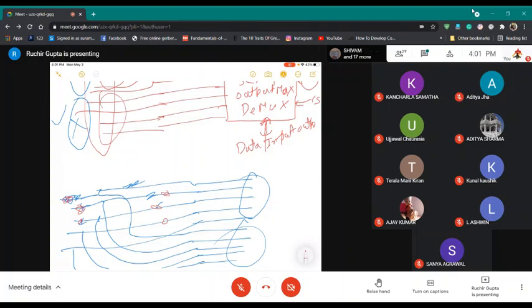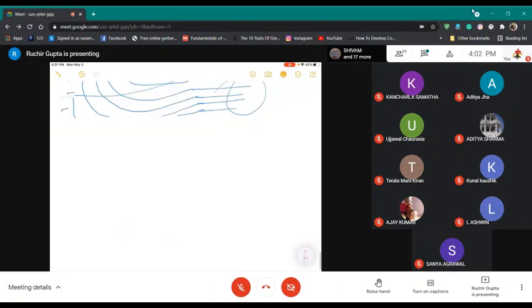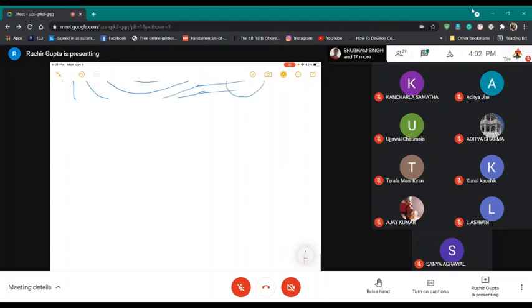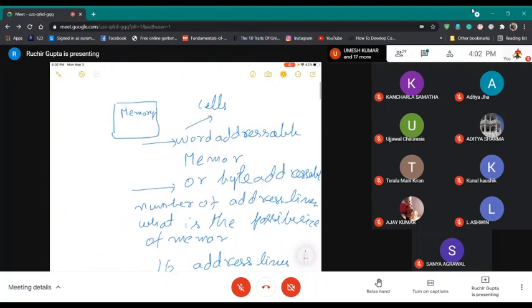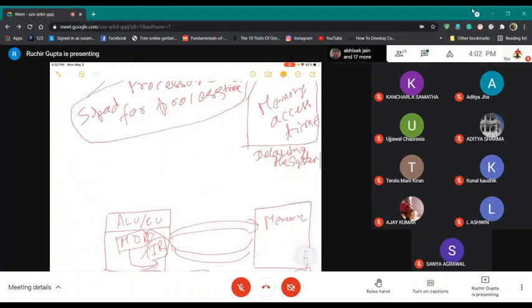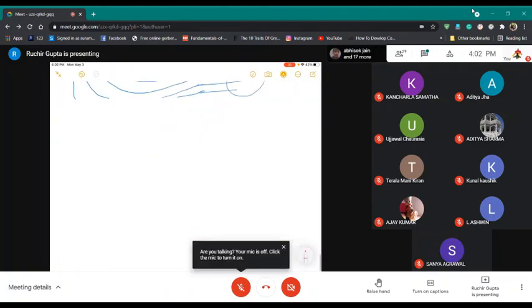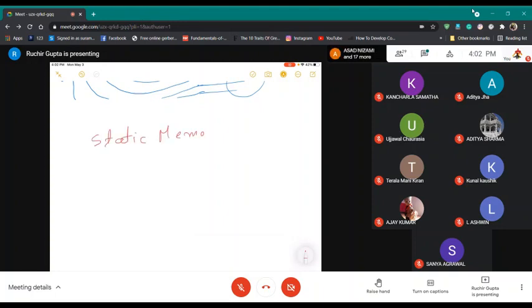Right. So now let's talk about static memory a bit. I'll just discuss static memory and dynamic memory, and details I'll be discussing in the next class. So, do you have any idea? Anybody have any idea about what is a static memory and what is a dynamic memory?